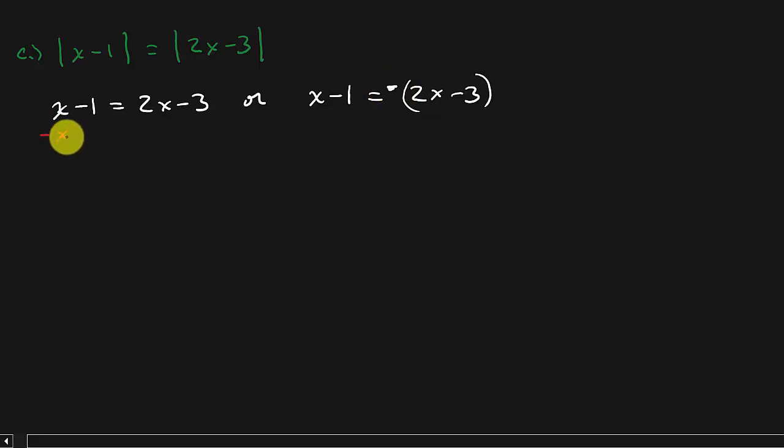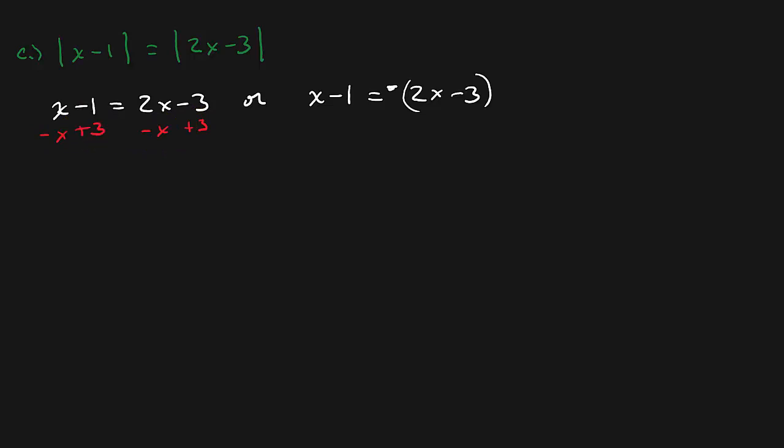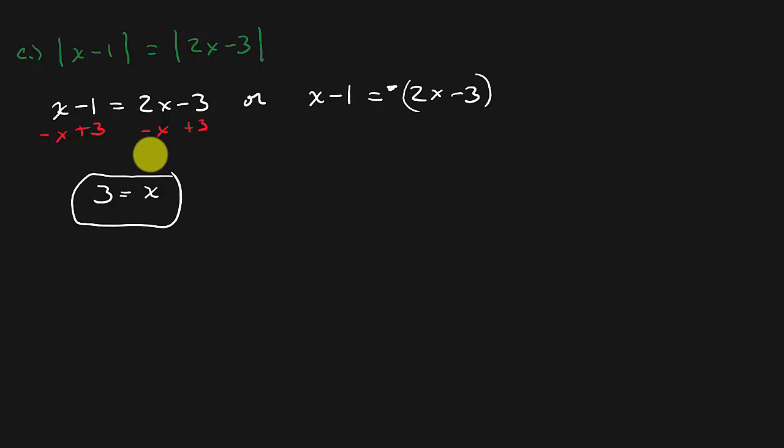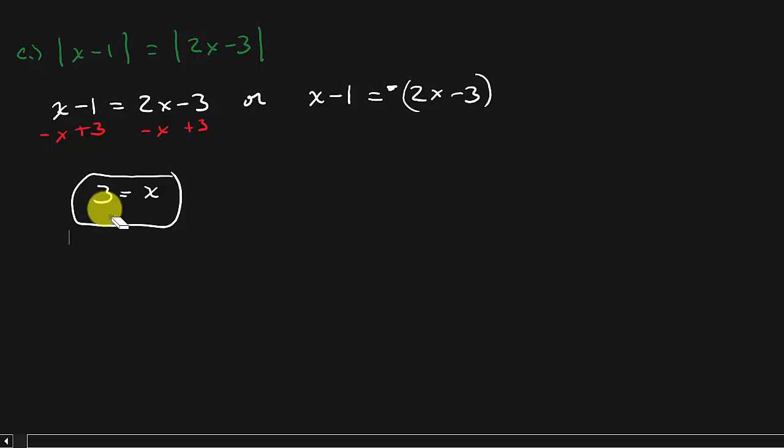So let's see, subtract x, add 3. And so that's going to give me x equals 3. There's one solution, right? Let's see. And that is not 3. That is 2. 3 minus 1 is 2.